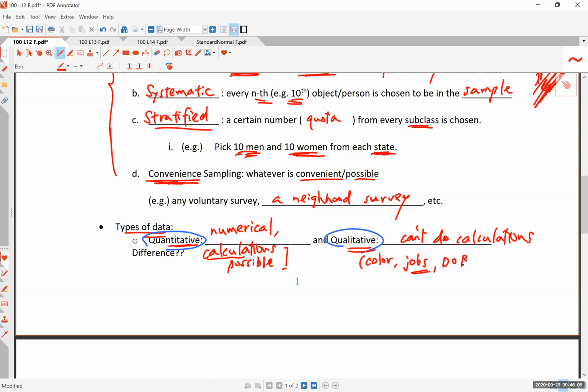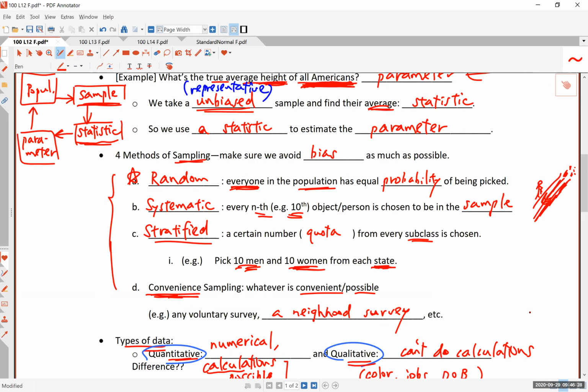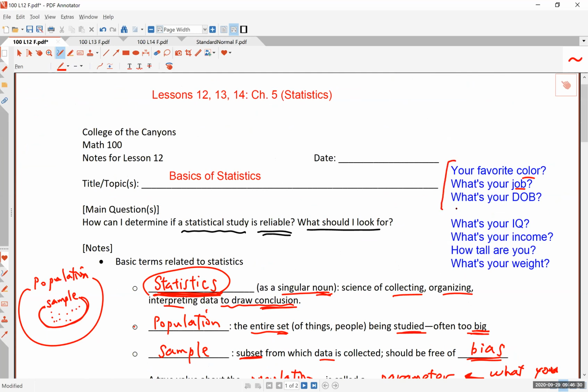Date of birth. Now, you have to be careful here. Date of birth is numerical in a sense, right? You can write the birth date as a number or a month and a number, but really there's no way to average them out, and average doesn't really make sense. So the date of birth is also a qualitative type of data. All right, so these are qualitative. Let's go back to these questions here: your job, your favorite color, your date of birth. These are qualitative.